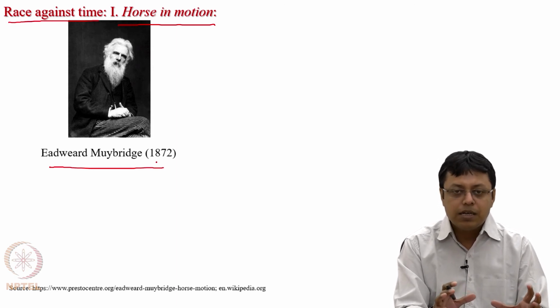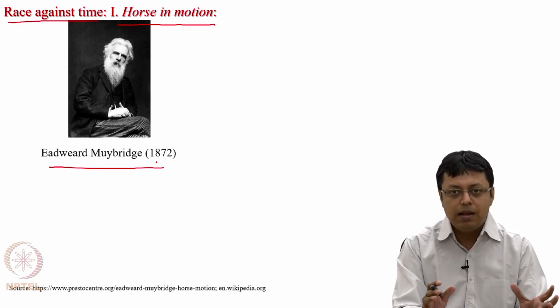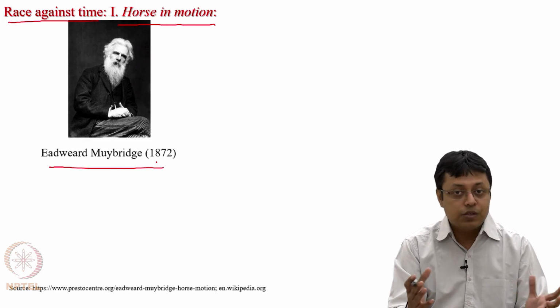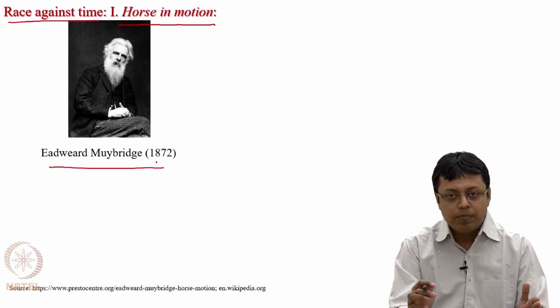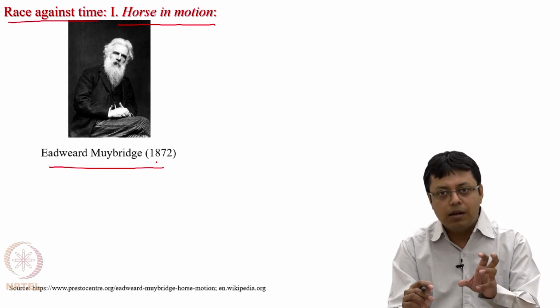Muybridge actually did a very, very tedious experiment. He brought a series of cameras, and there was no video camera available at that time. He placed those cameras at regular intervals in space on the track, and he made all these cameras work in a synchronized fashion, meaning one camera will take the snapshot, and say after 1/10 of a second, the second camera will take the snapshot, something like that.